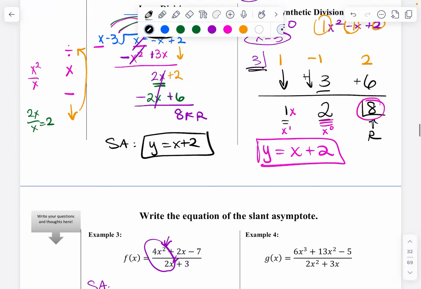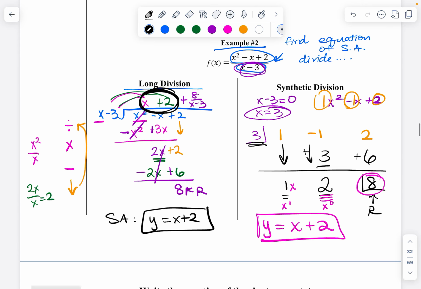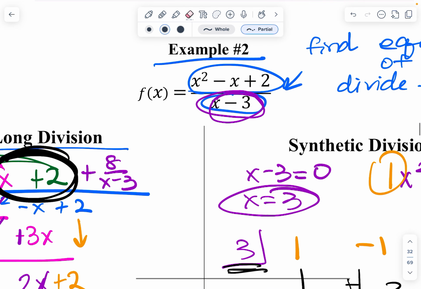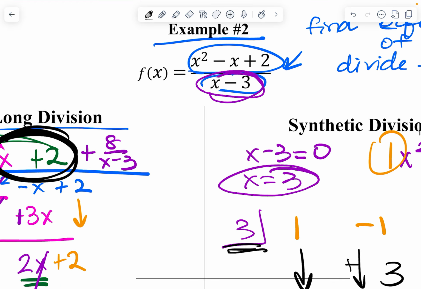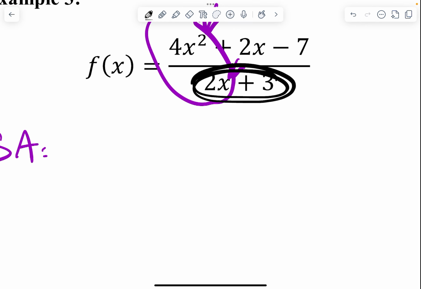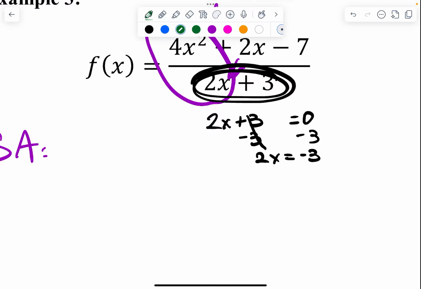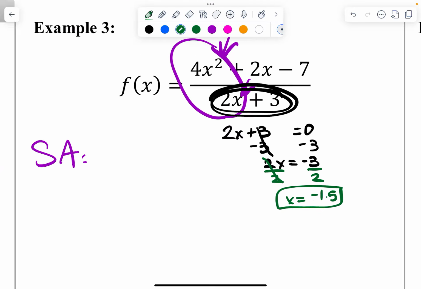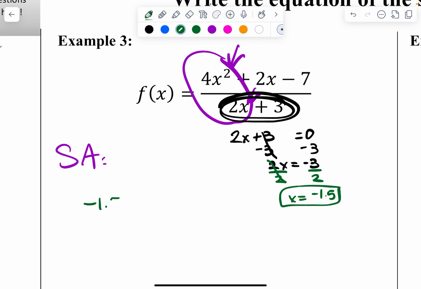And remember, synthetic division, usually we're used to seeing things like this, where it's just a constant linear term, x minus 3. Okay, but this is technically a linear equation, but that x is not alone. It's 2x plus 3. So what you're going to do is go ahead and set this equal to 0 and solve it. So subtract by 3. And we get 2x equals negative 3. Now, we have to divide by 2 here to get it. So we get x equals negative 3 over 2, or negative 1.5. So I can use synthetic division with negative 1.5 in the box.